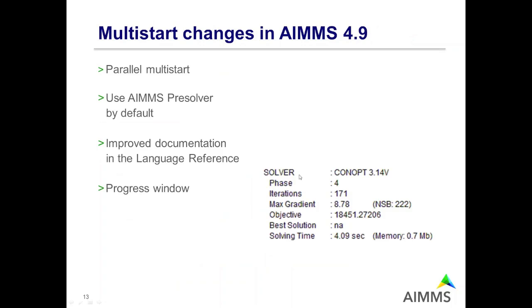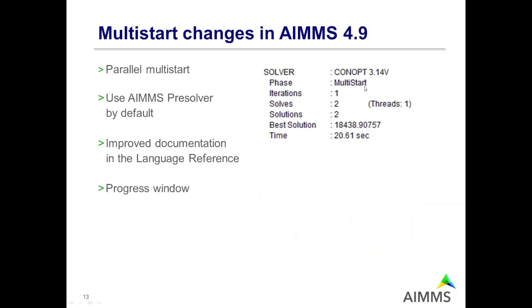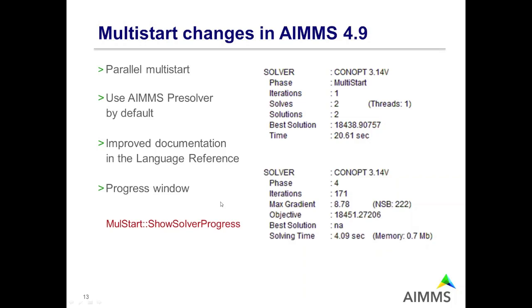On the right here you see the progress window of the old multistart algorithm. This is the progress displayed while the multistart algorithm is running. So you basically see only the progress information of the current solve. In the new algorithm, like we've seen before, you see more information about the multistart algorithm itself. You see the iteration, the number of solves, the number of solutions found, and the best solution at the time. And like shown before, you can also combine it.